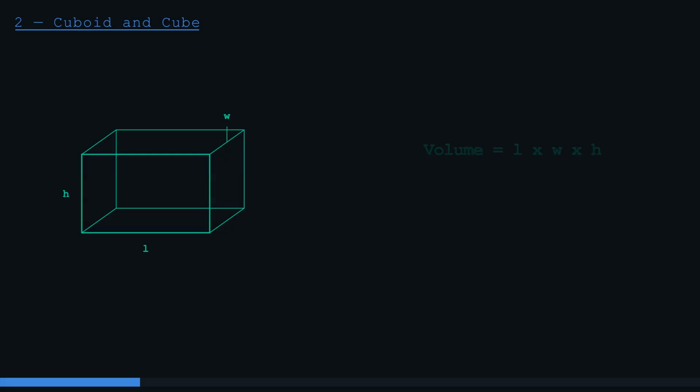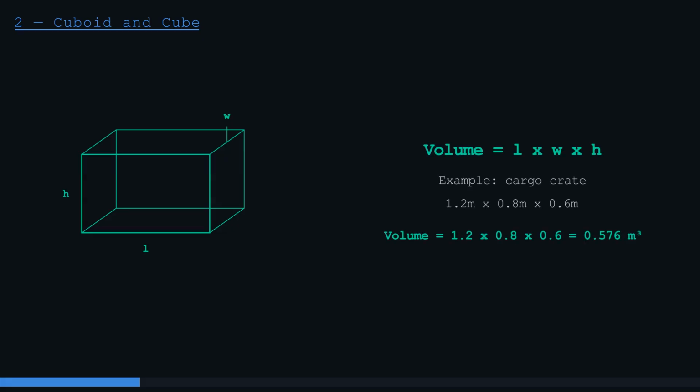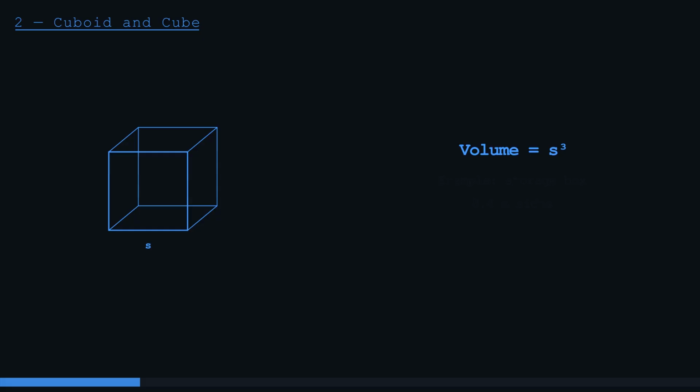For a cuboid, volume equals length times width times height. A cargo crate measuring 1.2 by 0.8 by 0.6 meters has a volume of 0.576 cubic meters. For a cube, all sides are equal, so volume equals side cubed. A storage box with 0.4 meter sides has a volume of 0.064 cubic meters.